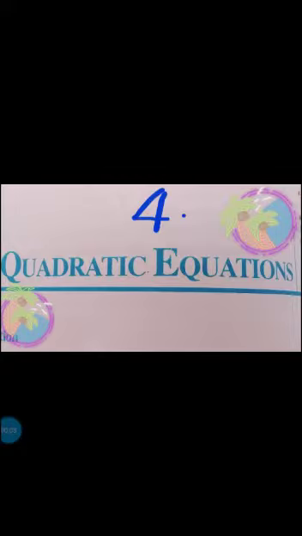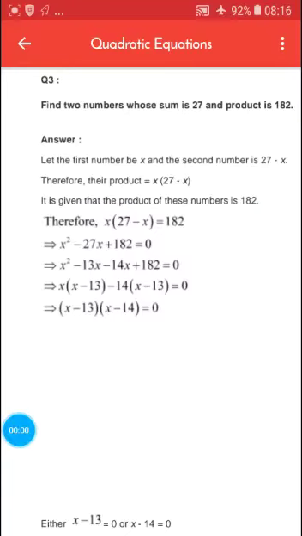Hope you have solved exercise 4.2 question number 1 that I had given in homework. Today we will solve the next question of exercise 4.2. Our next question is: find two numbers whose sum is 27 and product is 182.